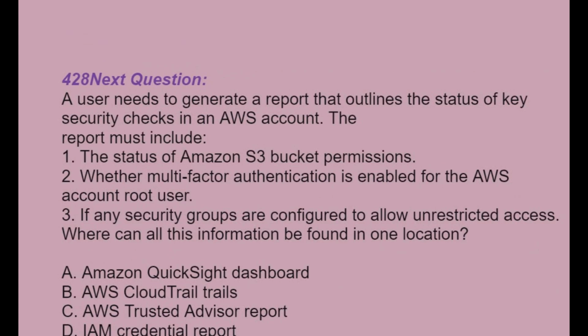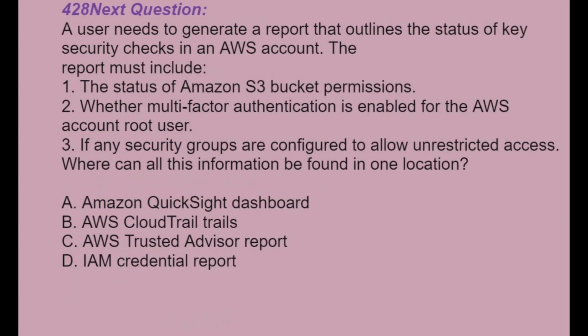Question is, a user needs to generate a report that outlines the status of key security checks in an AWS account. The report must include: first, the status of Amazon S3 bucket permissions. Second, whether multi-factor authentication is enabled for the AWS account root user. Third, if any security groups are configured to allow unrestricted access. Where can all this information be found in one location? Option A, Amazon QuickSight Dashboard. Option B, AWS CloudTrail Trails. Option C, AWS Trusted Advisor Report. Option D, IAM Credential Report. Correct answer is option C.